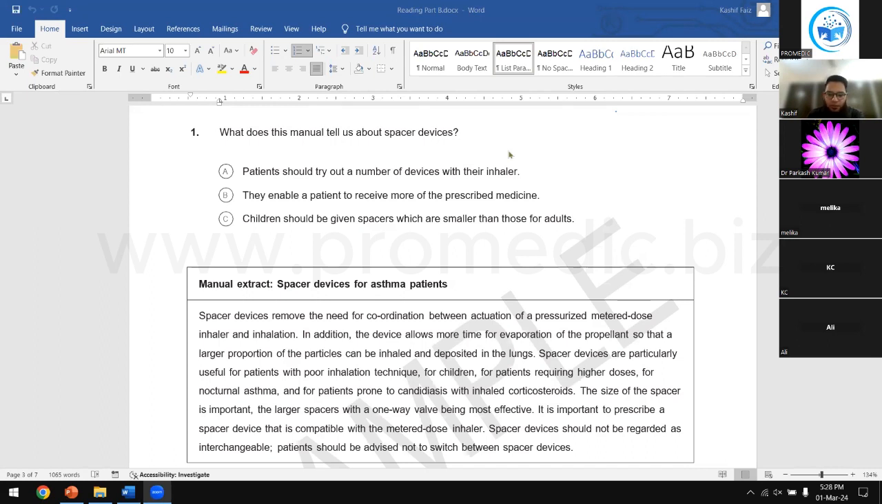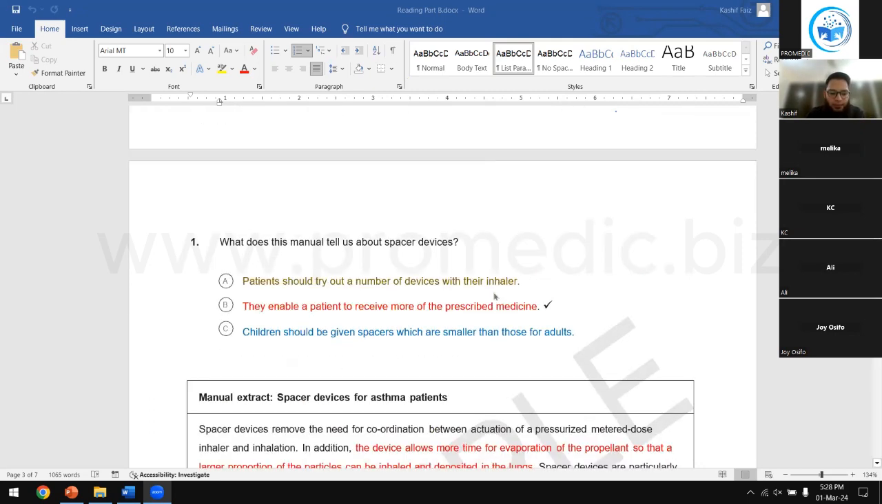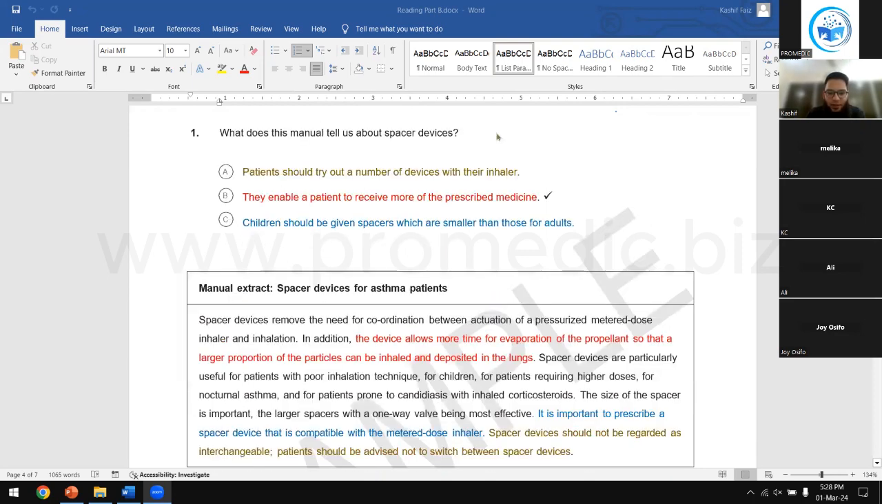Everybody, have you attempted? If you have attempted, please tell me what is the correct answer. What is the correct option here? Okay, a lot of people are saying B. Okay, let's see. Yes, you guys are right. The B part is the right answer.